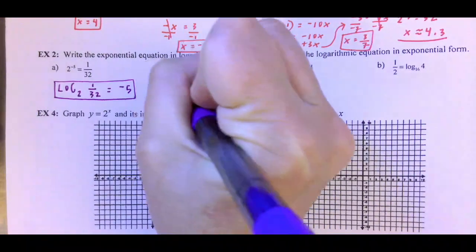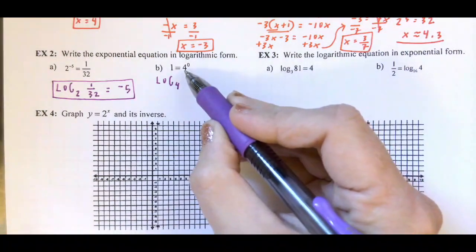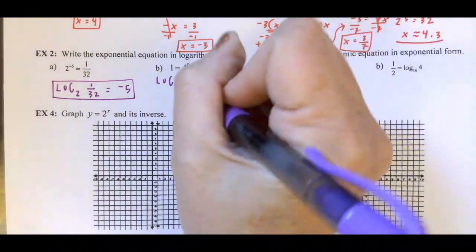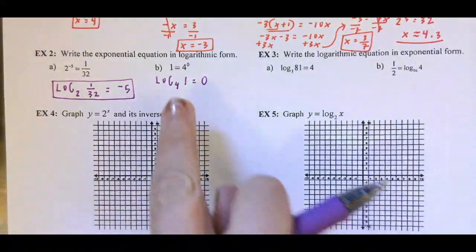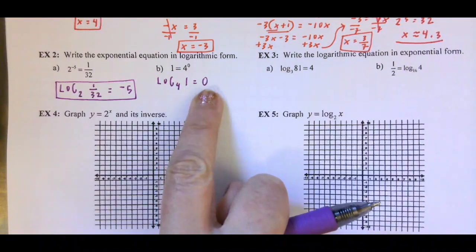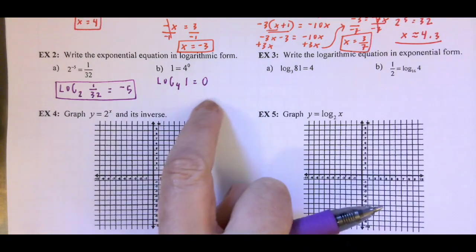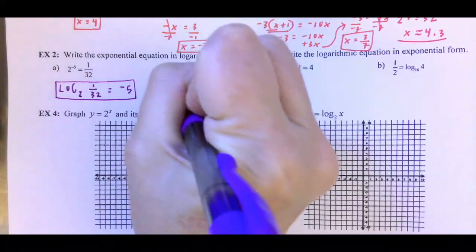Next, I have log base 4, right? Whatever is taking the exponent is my base. So log base 4 of 1 equals 0. So log base 4, 1 is the argument, 0 is the exponent. And if I double check that, 4 to the 0 power gets us back to 1. That looks good.